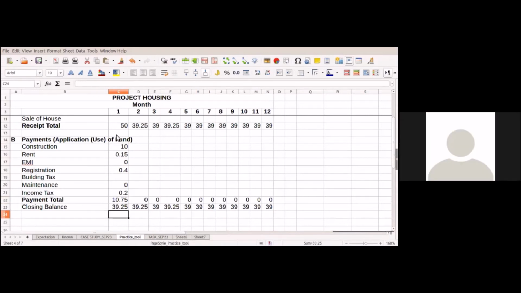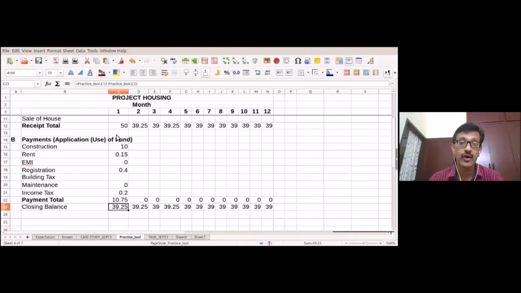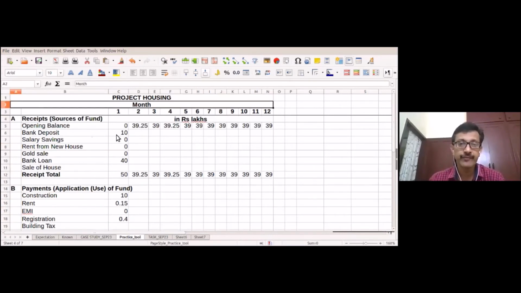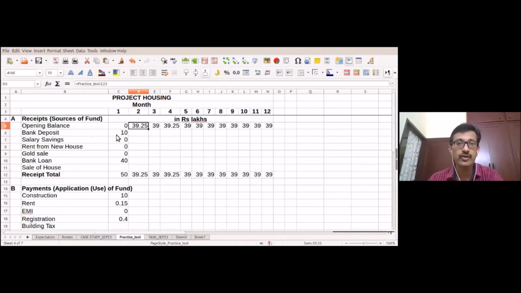Closing balance. That is the meaning of the word closing balance. That means you have received this much, you have paid this much, which means you are left with this much money. That is called a closing balance. So here closing balance means at the end of month 1, you have an amount of 39.25 lakhs with you. And you can see this in the next month, what happens? Opening balance. That opening balance is carry over. So I have just copied that value as opening balance. That is correct, no?